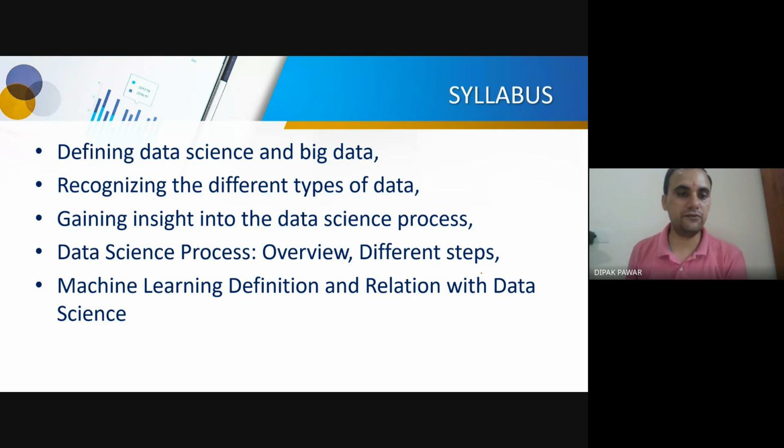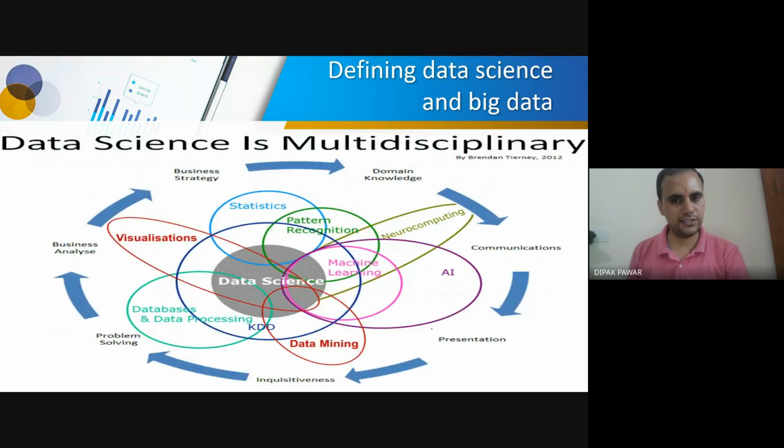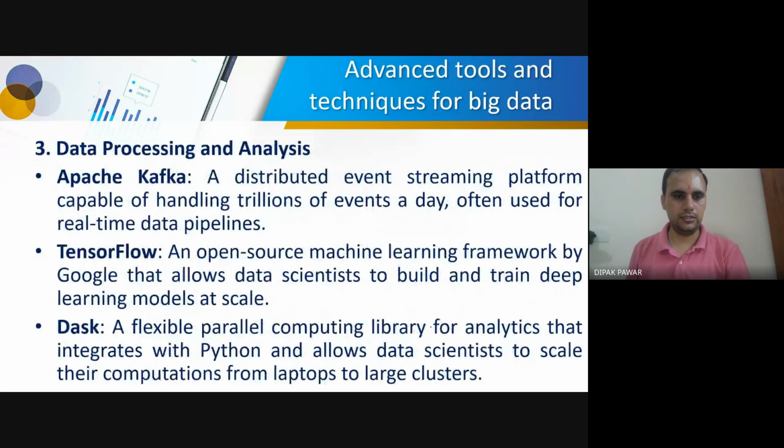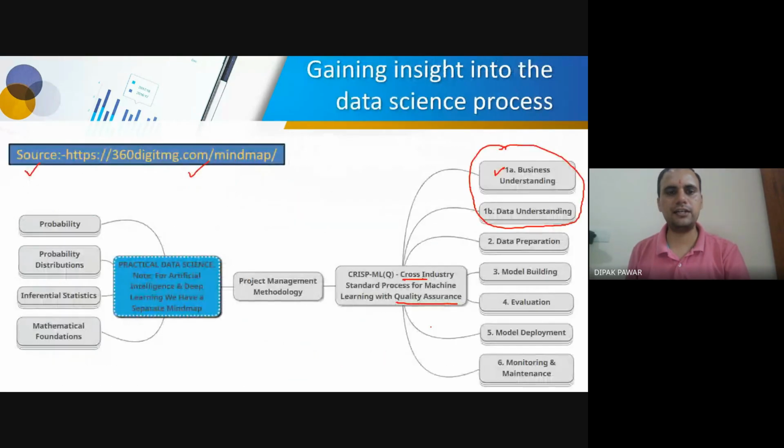So in the very first lecture, we covered the definition of data science and big data. Then we covered the different types available for data. And in the last lecture, we started with the data science process. So what is the process while dealing with a data science project? We already discussed all this stuff in the very first lecture, and in the last lecture, we started with this part.